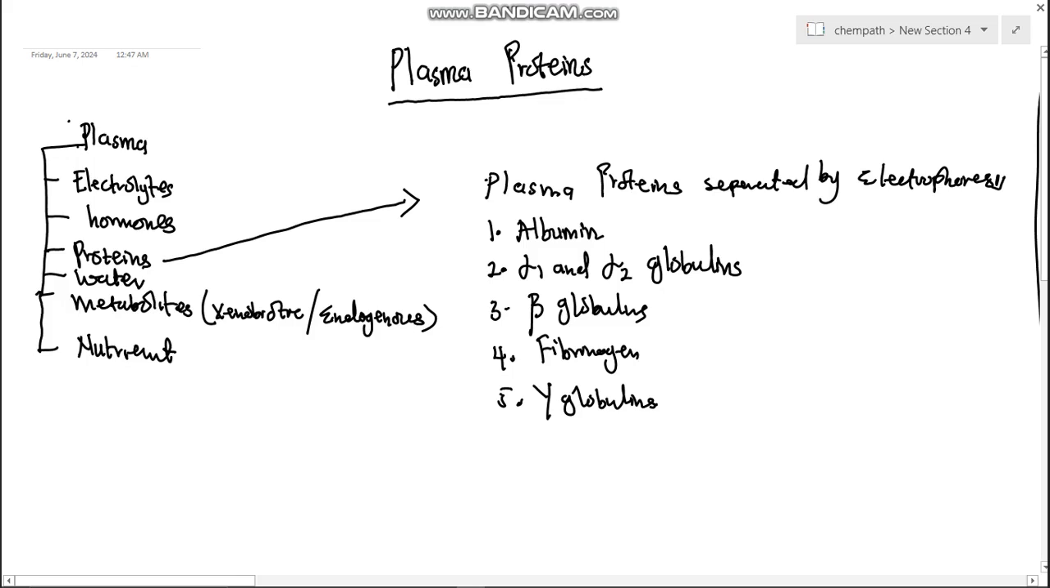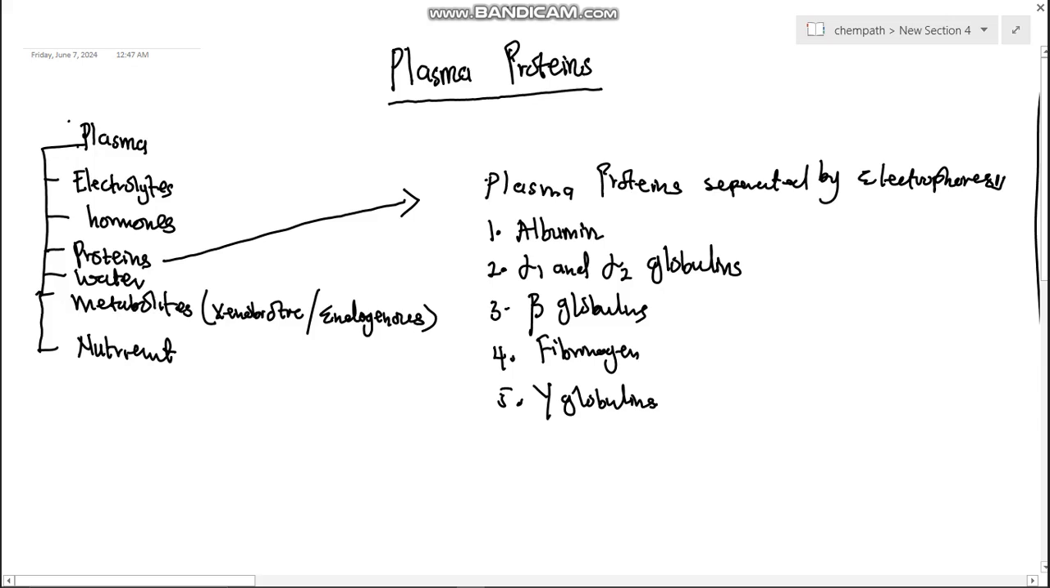We talked about the composition of blood, and we said the liquid portion of the blood, which is mostly referred to as the plasma, contains electrolytes, hormones, proteins, water. We have metabolites, both xenobiotics and endogenous. Then we have nutrients. Today our focus is going to be on the proteins. We are going to find out the types of proteins that are found within the plasma.